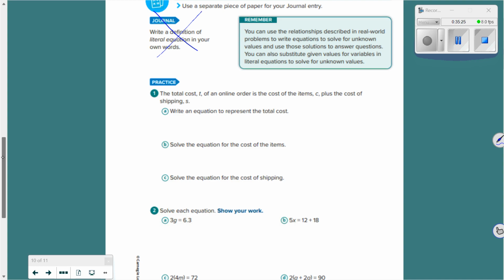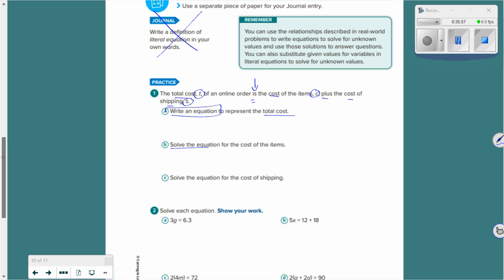On number 1, you've got a total cost P of an online order is the cost of item C plus cost of shipping S. You need to write an equation for the total cost. They've told you how it is, but the information they gave you sets it up. Remember, who knows what is means in an equation? Equal. So that's telling you where that equation is separated.